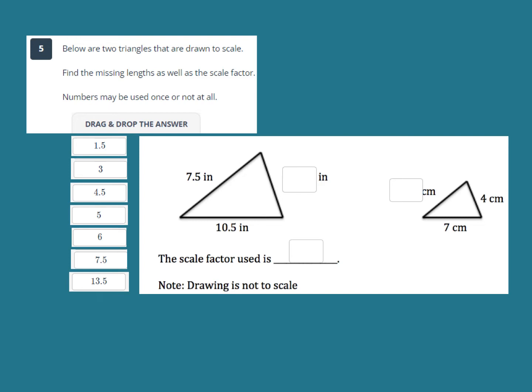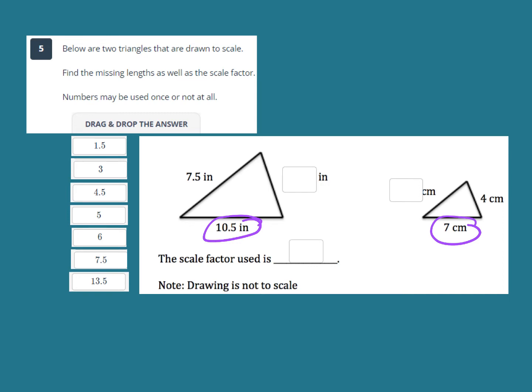Below are two triangles that are drawn to scale. Find the missing lengths as well as the scale factor. Numbers may be used once or not at all. Interesting. Okay, so let's see what's going to happen here. Okay, so find the missing lengths. Well, I know I have to look at the corresponding parts. So that tells me that the only ones that I have that have both of the corresponding parts are the bases for both, right?